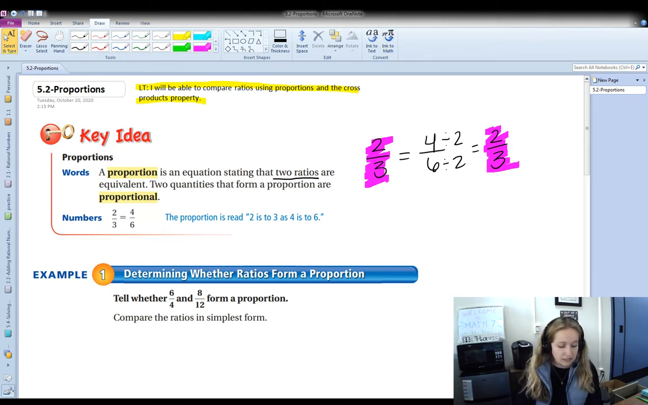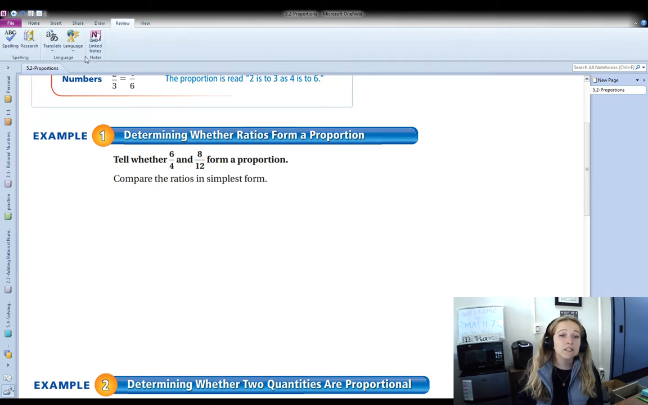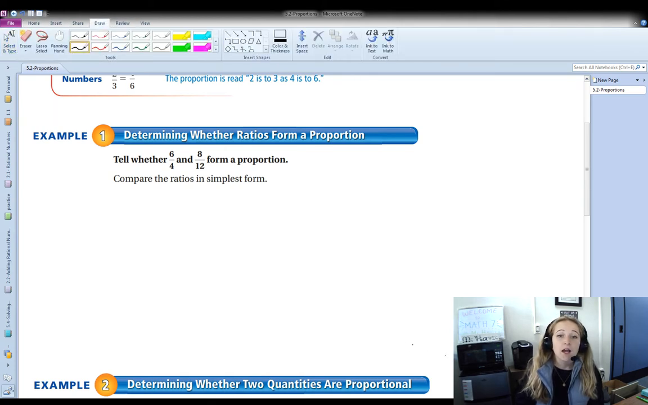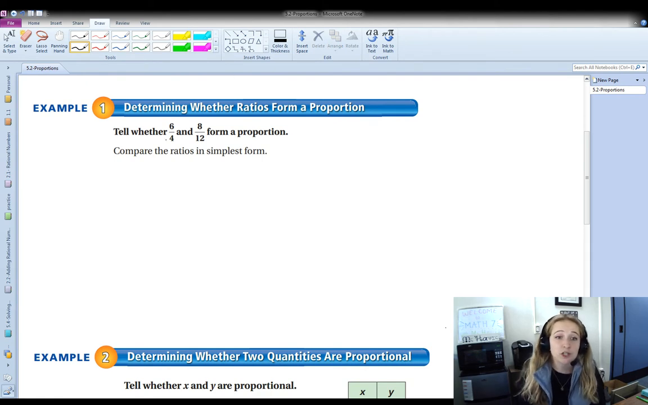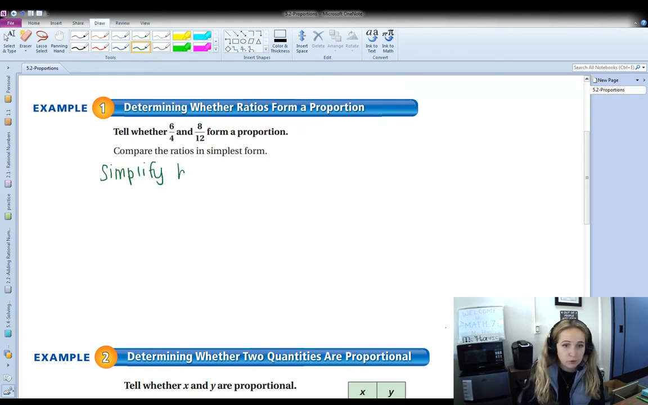Okay, now that you have the definition, let's move on to our first example. So we're going to determine whether ratios form a proportion. So it says, tell whether 6 over 4 and 8 over 12 form a proportion, okay? So what we are going to do is first, I'm going to write down the steps. We're going to simplify, so write these down. Simplify both ratios and write in simplest form, okay?